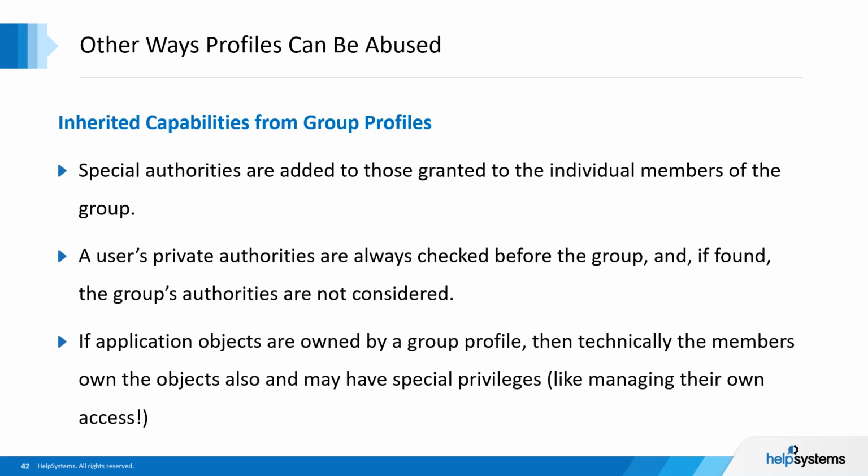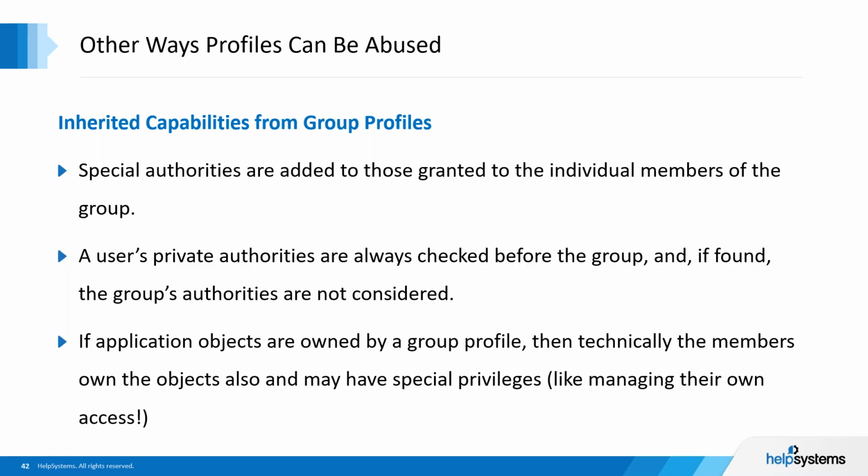I mentioned the group profile scenario, but one thing a lot of people forget is that special authorities that have been granted to a group profile are also automatically inherited to any individual members of the group. So if the group profile has SecAdmin, all of the individuals have SecAdmin. Now, with that being said, if a group profile has ALLOBJ, it's actually evaluated after the user's private permission. So it is possible to set exceptions or restrictions on users even though they belong to a group with ALLOBJ.